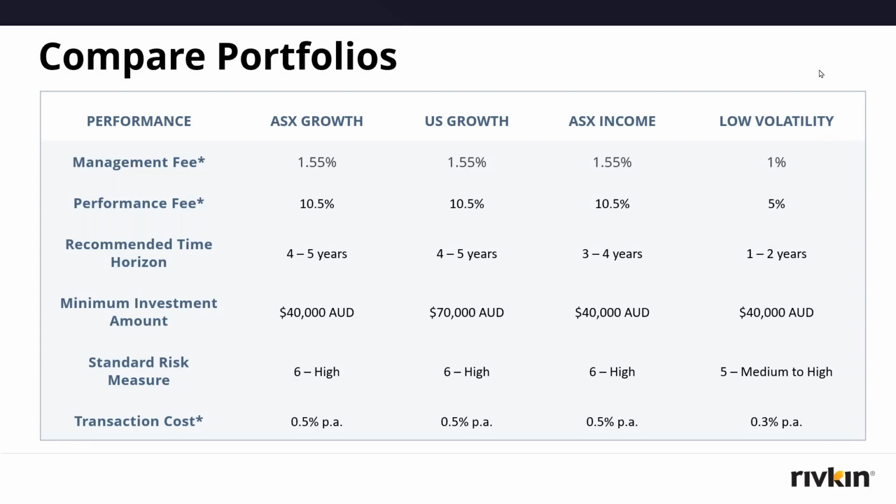Just comparing those portfolios in a little bit more detail for you. In terms of the management fee, 1.55% across the growth portfolios and ASX Income, and then 1% across low volatility. The performance fee, 10.5% across ASX Growth, US Growth, and ASX Income, while low volatility, less actively managed, is at 5%. Recommended time frame based on the PDS: the two growth portfolios, 4 to 5 years, just given the levels of volatility. ASX Income, being less volatile than the two growth portfolios, is 3 to 4 years, and then low volatility, 1 to 2 years.